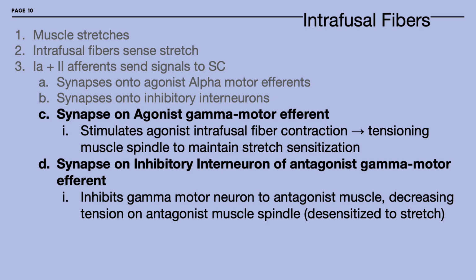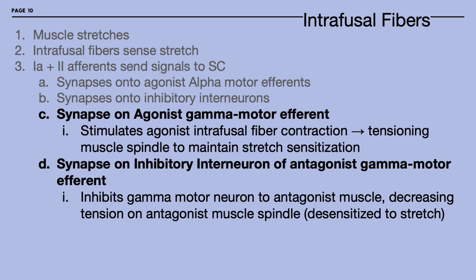So, to put it all together, when a muscle stretches, intrafusal fibers sense that stretch, send information back to the spinal cord via the 1A and 2 afferents. There are synapses onto the agonist alpha motor efferents, causing that contraction of the agonist muscle. And there are also synapses on inhibitory interneurons to the antagonist muscle, so preventing the contraction of, let's say, the hamstring during a patellar tendon reflex. There are also synapses onto agonist gamma motor efferents, which stimulates the agonist intrafusal fiber contraction. So it tensions that muscle spindle, maintaining that stretch sensitization.